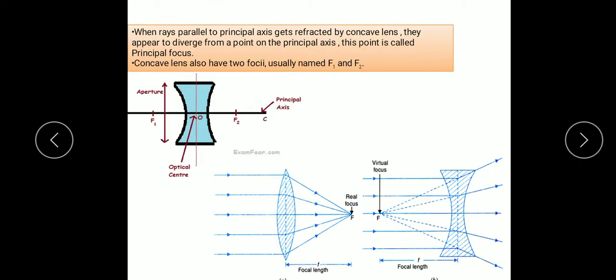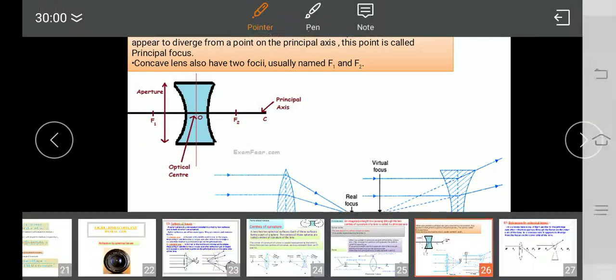Now in the case of a concave lens, when rays parallel to the principal axis get refracted by the lens, they appear to diverge from a point on the principal axis. So they appear to be diverging from this point F, and this point is called the principal focus. Like the convex lens, the concave lens also has two foci, usually denoted by F1 and F2.